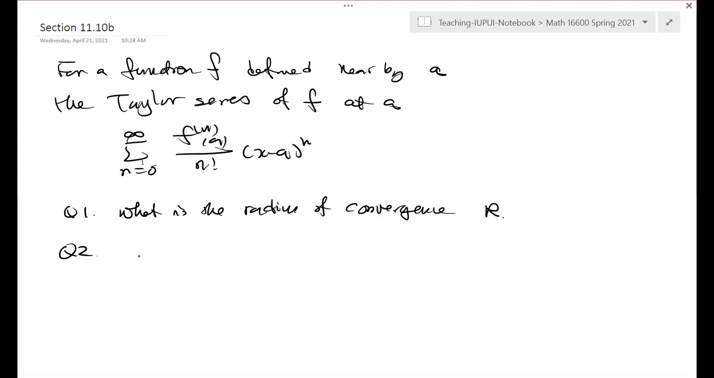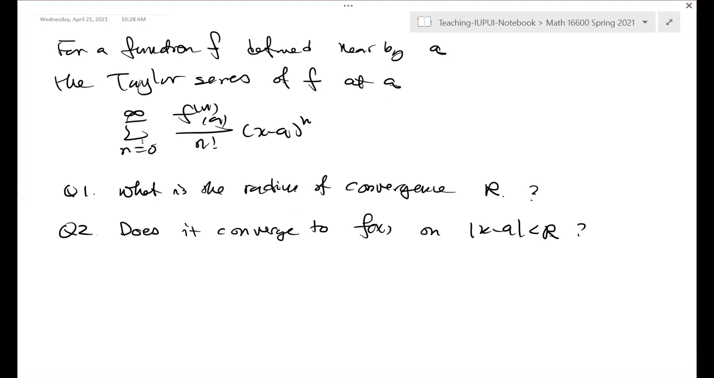Second, does it converge to f of x on the interval? So that's two questions here, and Taylor answers these two questions. That's why we have Taylor's result, and Taylor shows us how we can find the rate of convergence as long as we can get the coefficients. The question is how does it converge to the function?